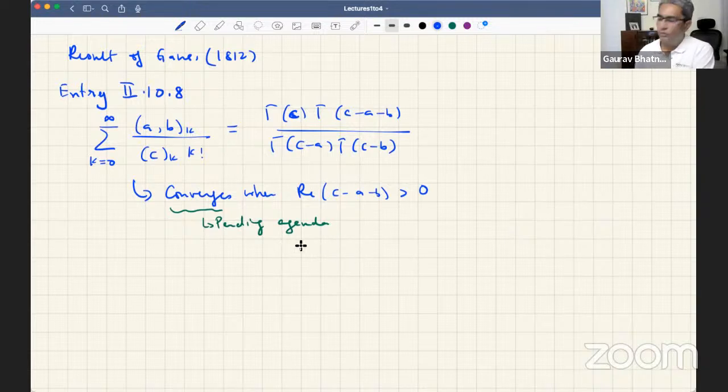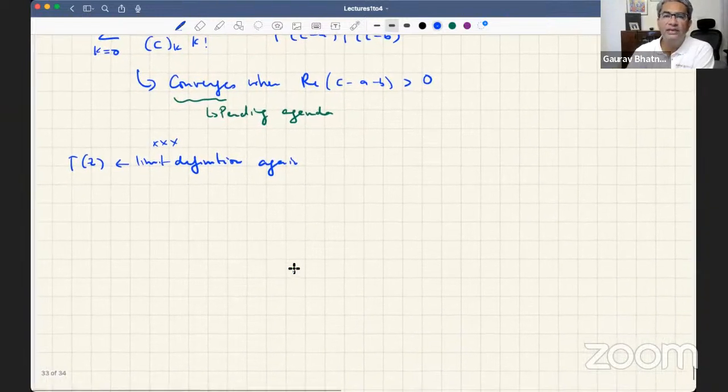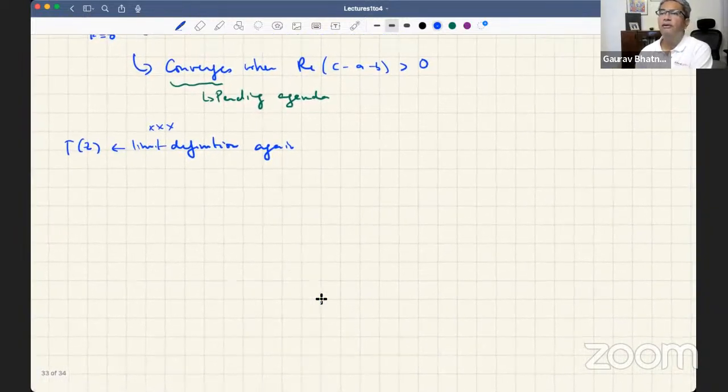Along with this, there is a pending agenda. Let me also mention that I will cover gamma of z, the limit definition, in more detail. We will look at it again. So far we haven't even looked at whether the limit exists or not, but we'll do that and connect it with the other definitions.